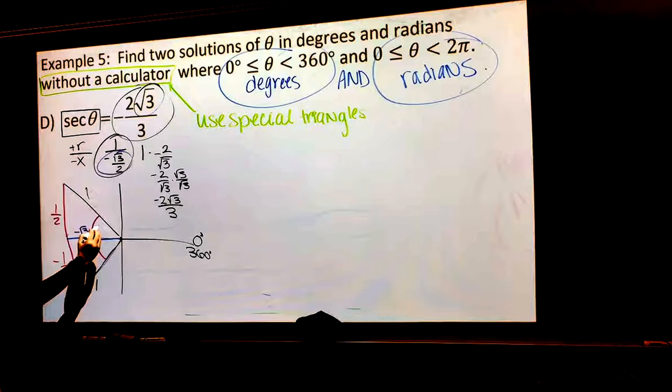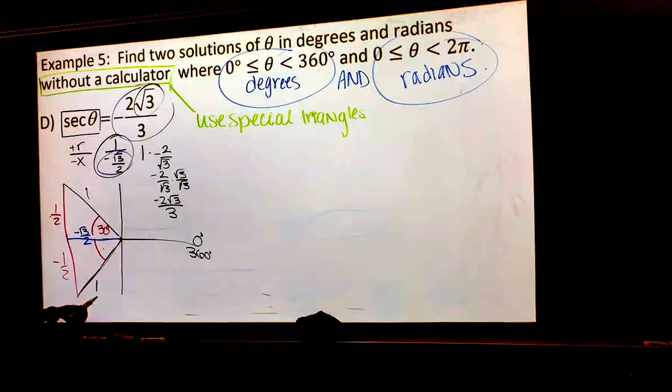What's this one? 60. No, it's 30. Smallest ratio opposite the smallest angle, so what's this one? 30. And in radians, what's this one? Pi over what? 6. And this one? 5 pi over 6. Pi over 6.